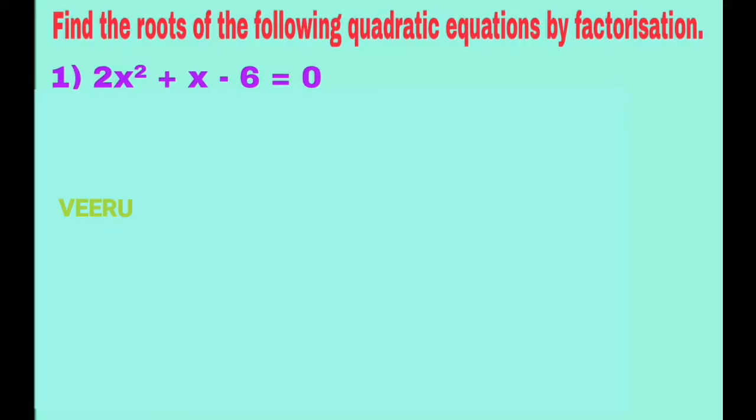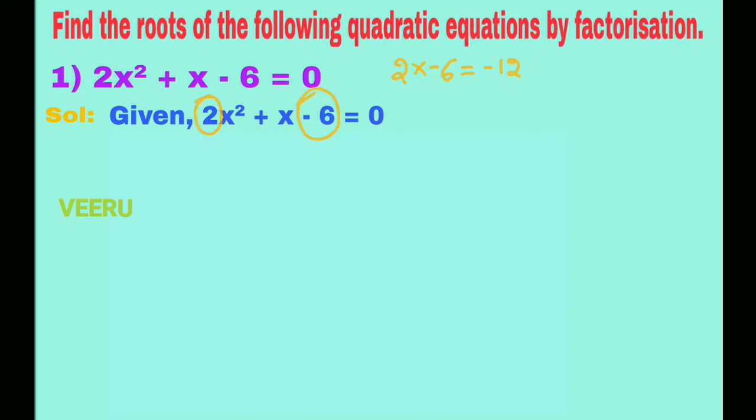See the first problem. 2x square plus x minus 6 is equal to 0. In the solution, let us take the given as it is. 2x square plus x minus 6 is equal to 0. In the factorization method, first we have to take the product of the coefficient of x square and the constant. Here the coefficient of x square is 2 and the constant is minus 6. Their product is 2 into minus 6 is equal to minus 12.